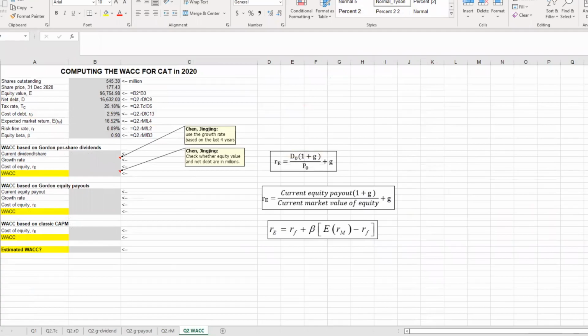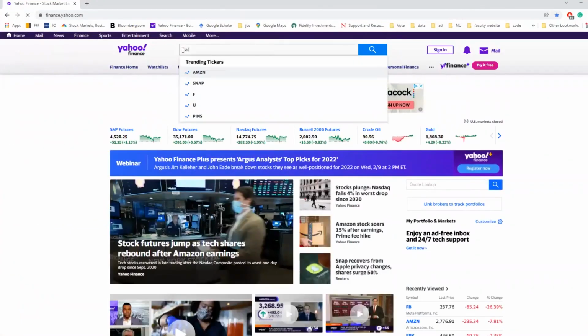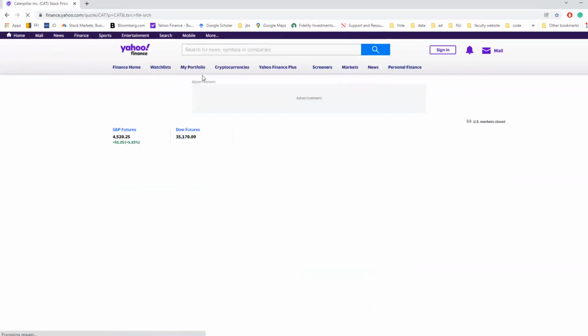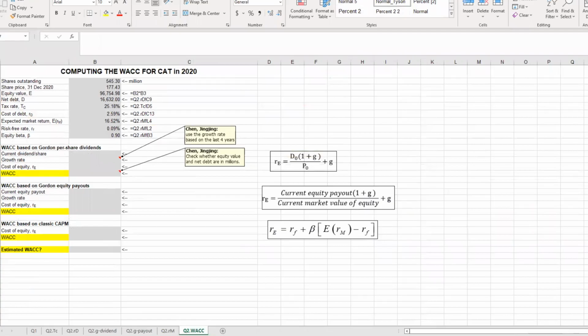Okay, so equity beta is 0.9 here. So I want you to check one thing. What is the equity beta for CAT that's calculated by Yahoo Finance? For CAT, now it's also 0.9. So if your calculation is correct, then your beta calculated from the past 5 years of monthly returns should be pretty similar and consistent with the number shown on the Yahoo website.